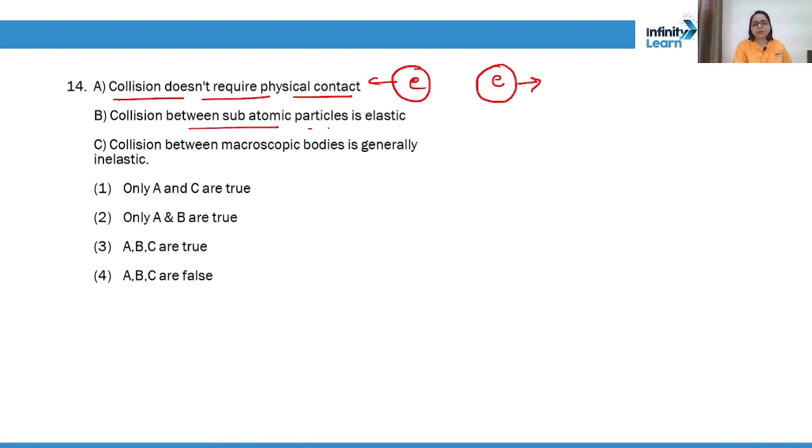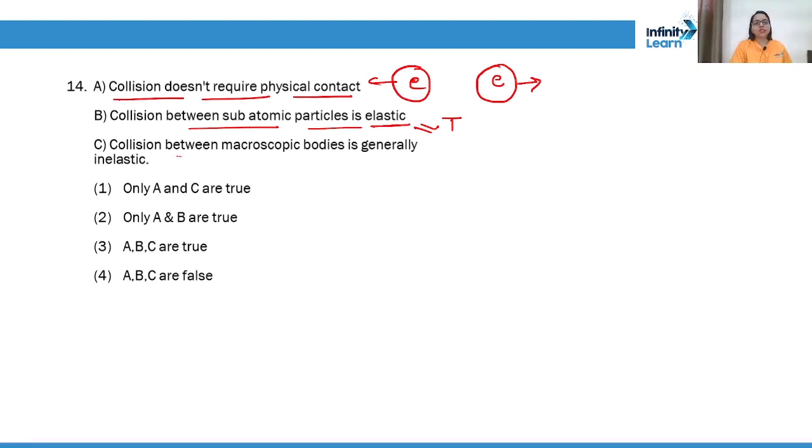Collision between subatomic particles is elastic. Yes, between subatomic particles, if the particles come closer to each other, what will happen? Because of the repulsion, after a certain distance they will move away from each other. So without contact, the momentum of the particle is changing, right? So if there's no contact, there will be no deformation in the shape and size of the particle, right? So that is why the nature is taken as elastic. So this is also true.